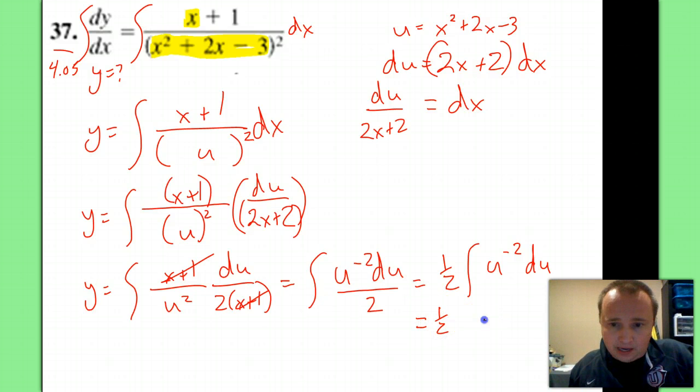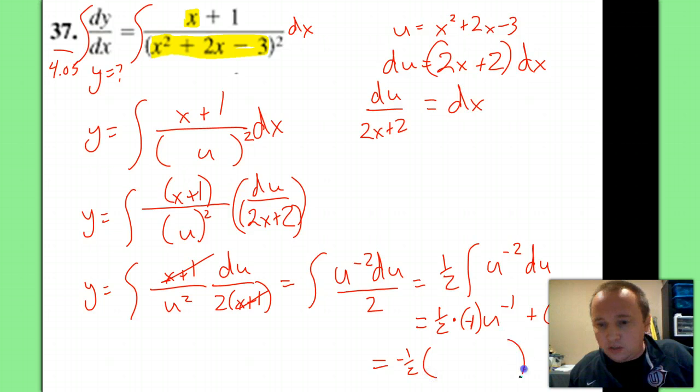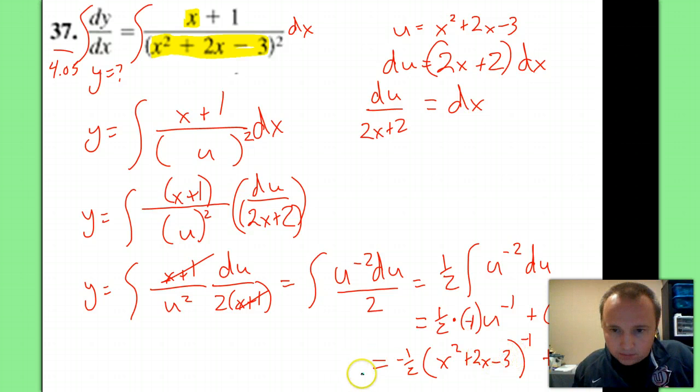Add a power. I now have u to the negative 1. Divide by a power, right? So divide by negative 1 is the same thing as multiplying by negative 1, plus c. What is my u equal to? So I've got negative 1/2 u to the negative 1 plus c. What's u? I did a u substitution. X squared plus 2x minus 3. Rewrite it here, so you've got negative 1/2 plus c over here. And the negative 1 power means 1 divided by that.